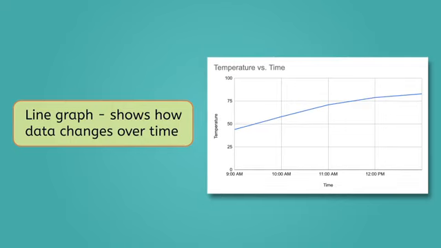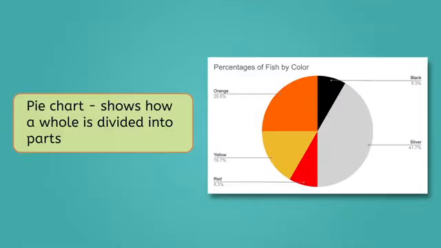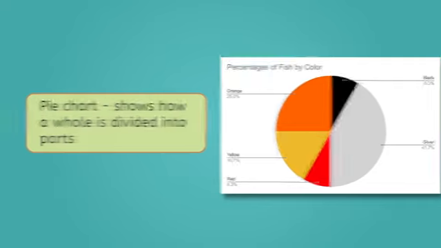A line graph is used to show how data changes over time. For example, a line graph could show how the temperature changes over the course of a day. Finally, a pie chart is used to show how a whole is divided into parts. For example, a pie chart could show us what percentages of fish in an aquarium are different colors.